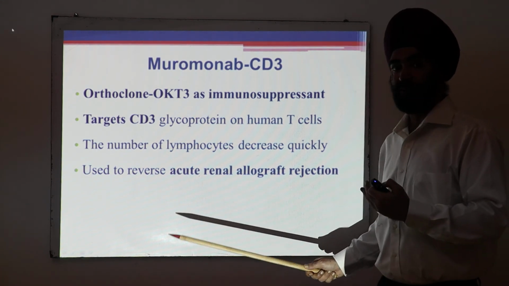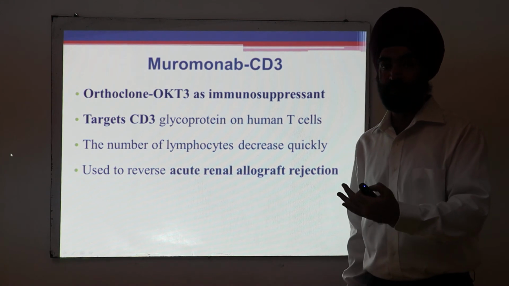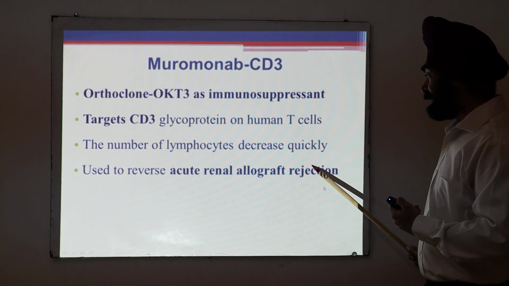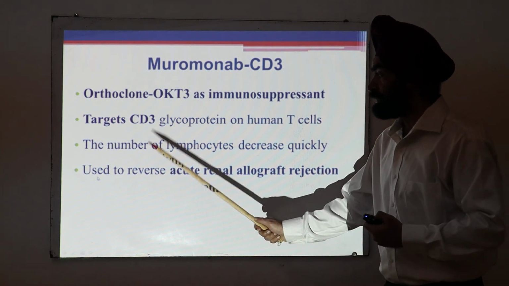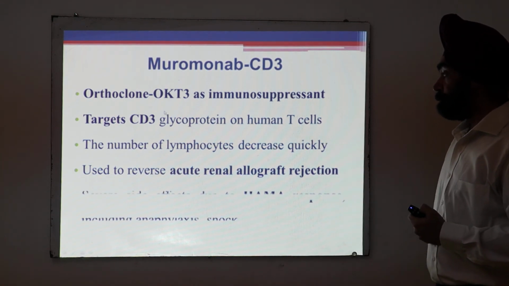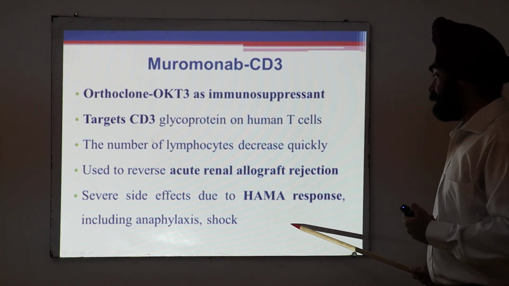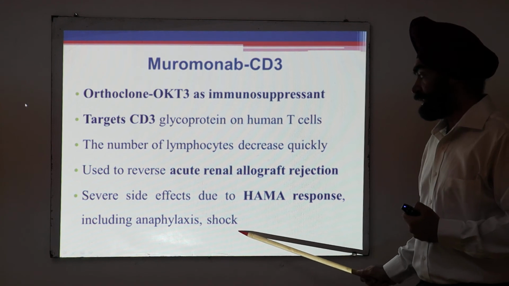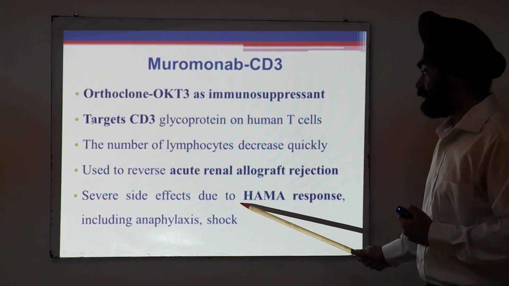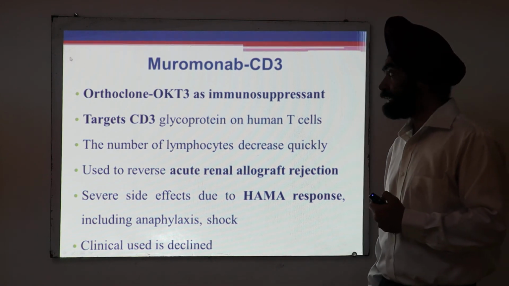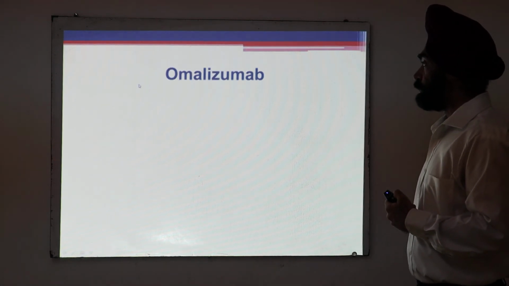That means when you have transplanted a kidney from one person to another person, in order to reverse the rejection, you give this one. But the major problem is that it produces the HAMA response, type 3 hypersensitivity reaction, or anaphylaxis or shock-like conditions. So that is why the clinical use of this kind of monoclonal antibody has decreased.